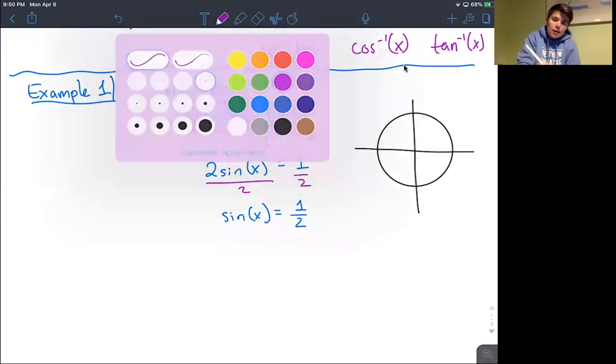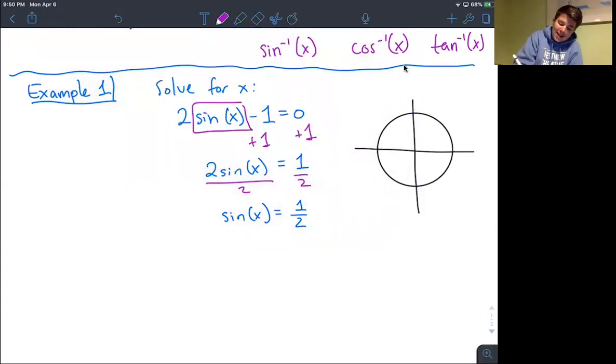So where is the y value equal to 1/2? That happens at 2 places. Remember, we're starting here at 0, and we're looking for all of the solutions between 0 all the way back to 2 pi. So just one pass through the circle. So that happens right here.